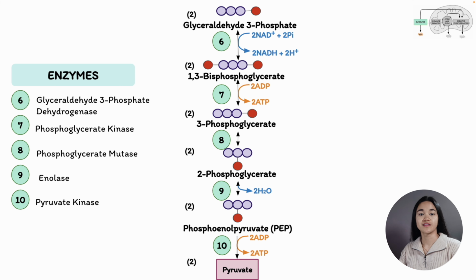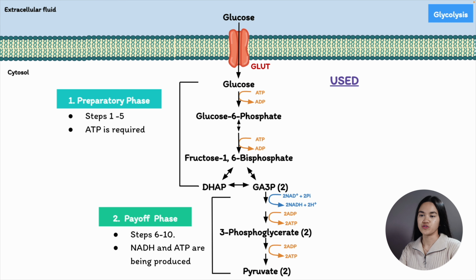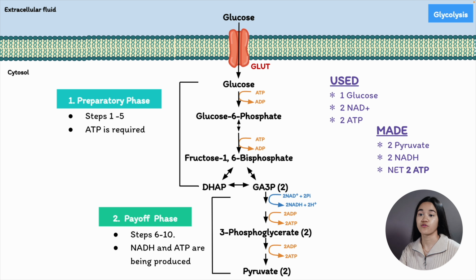Before we move forward, let's summarize the entire pathway and look at what we started with and what we've produced. All right, we used 1 glucose molecule, 2 ATP, and 2 NAD+. And we made 2 pyruvate, 2 NADH, and 4 ATP. But our net ATP yield per 1 glucose molecule is 2, because we invested 2 ATP in the preparatory phase.